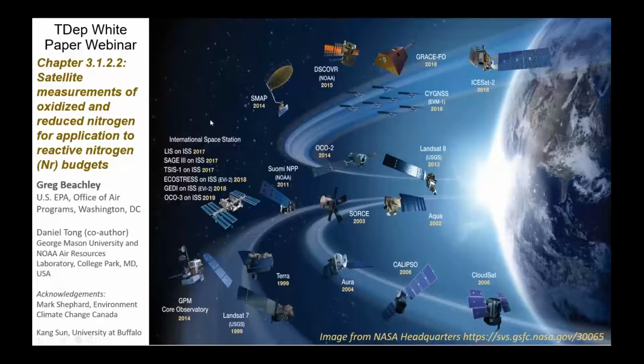So this is the satellite measurements chapter of the TDep white paper. We're looking at oxidized and reduced nitrogen and how satellite measurements apply to reactive nitrogen budgets. I'm Greg Beachley from US EPA, Office of Air Programs.